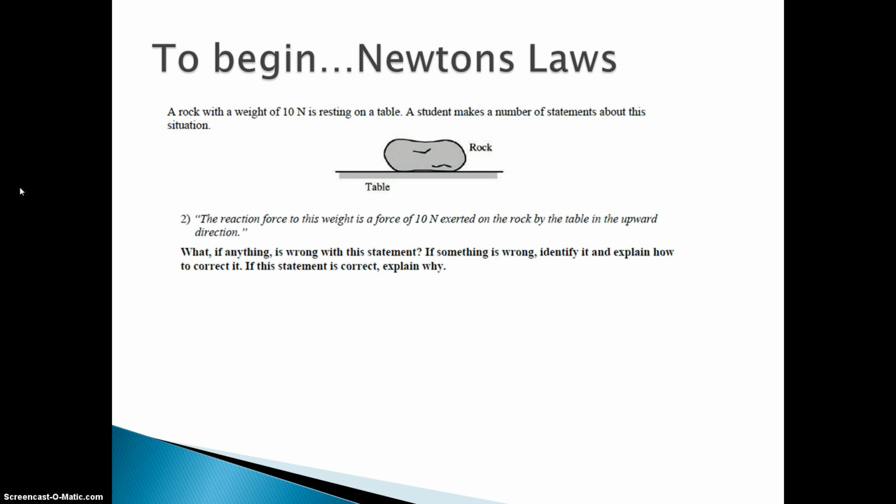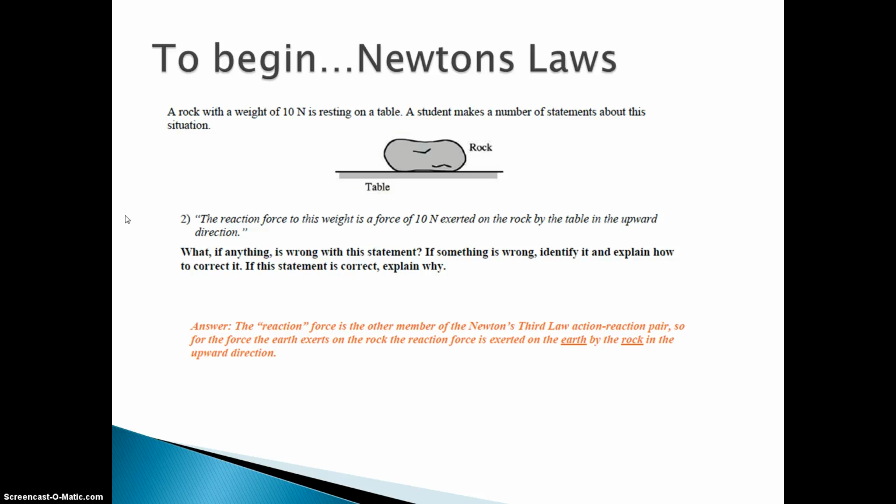Number 2, the reaction to that weight is a force of 10 newtons exerted on the rock by the table upwards. Well, it's got to have 10 newtons up, or otherwise it wouldn't move. I agree, but the wording here is wrong, because the opposite force of the weight's 10 newtons down is opposite of that. What? Well, if the earth is pulling the rock 10 newtons down, the opposite force will be the rock pulling the earth up with 10 newtons. So the reaction force to this weight is 10 newtons exerted by the rock on the earth. Whoa, but true.